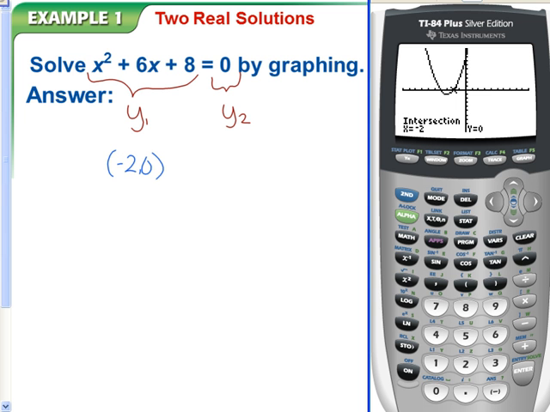But we know that there should be 2 solutions, so we should go second trace 5. But now move your cursor over to the second intersection point, or just get somewhat close to it. And then enter, enter, enter. And the second point is -4, 0.